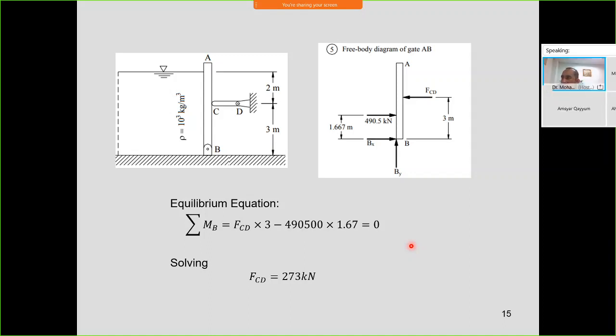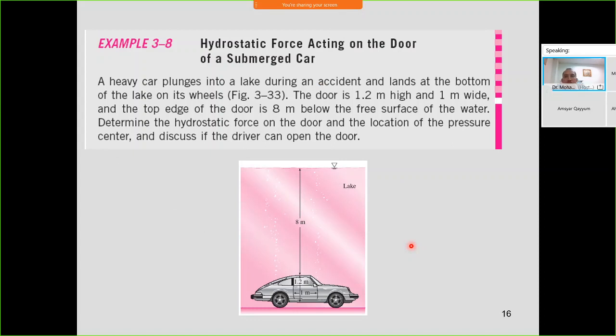I think this is just a simple static equation. You should be able to understand it. Okay, we go to the next example: hydrostatic force acting on the door. I choose this example because last 2 weeks there was a case, a car suddenly submerged into the lake, and normally people cannot open the door when a car is drowning in the lake. So now we just try to calculate how much force we need to open the door, or how much hydrostatic force is acting on the door that makes it impossible for people to open the door.